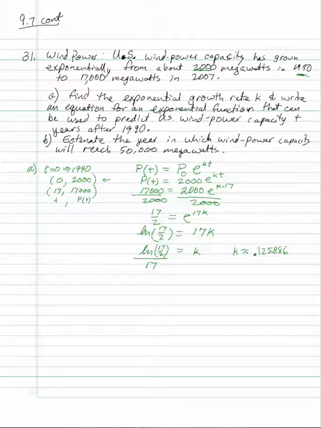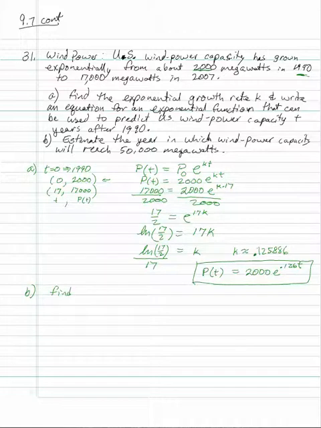Alright, so that was A. And then, also we want to write the function now. P of T is equal to 2000 E to the 0.126 T. So that's A. B. Now we want to figure out what year it will be 50,000. So find T when P of T equals 50,000.